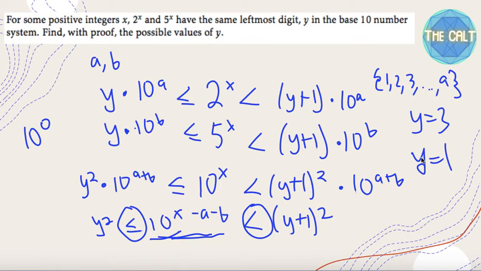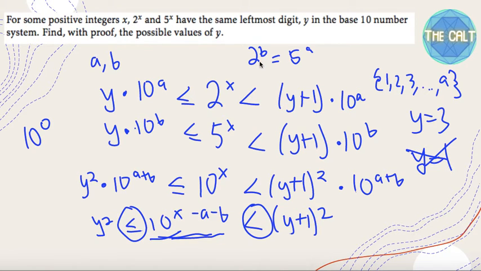So what we can do now is eliminate this value of y. The reason we do this is if we plug this value of y into all these three inequalities, we get that 2 to the power of b is equal to 5 to the power of a. So we need this to be true if we want y equals 1 to work.